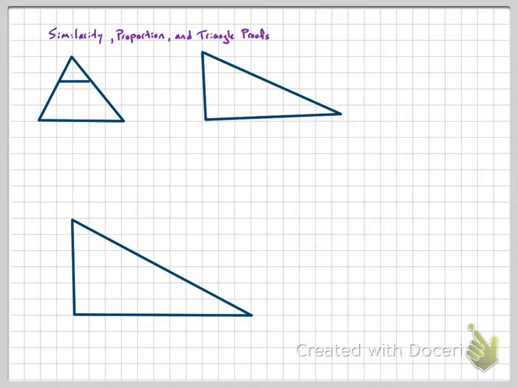What I want to talk about is when they have triangles and they start drawing in parallel lines and altitudes, how they're creating similar triangles within the triangles.